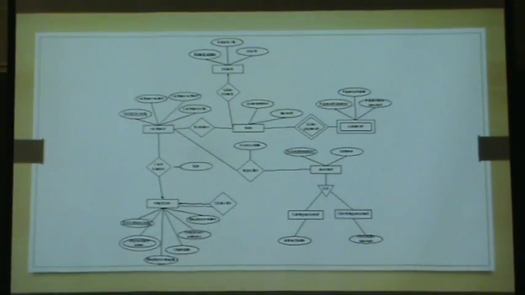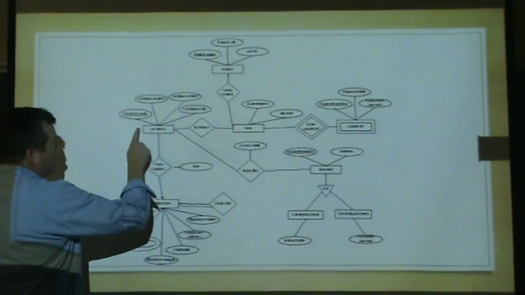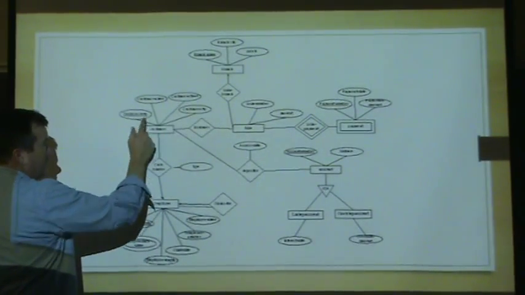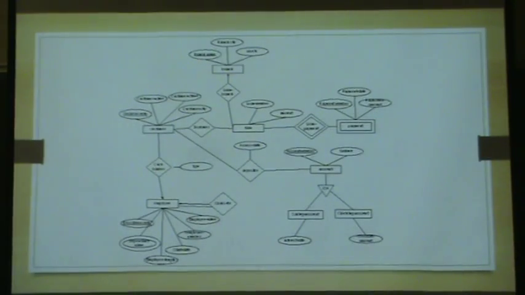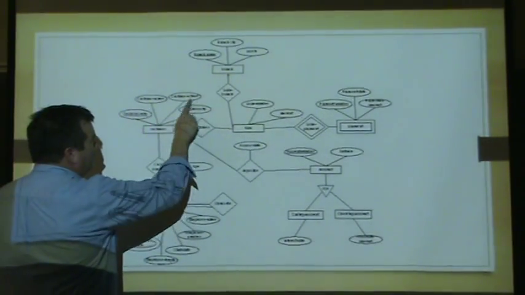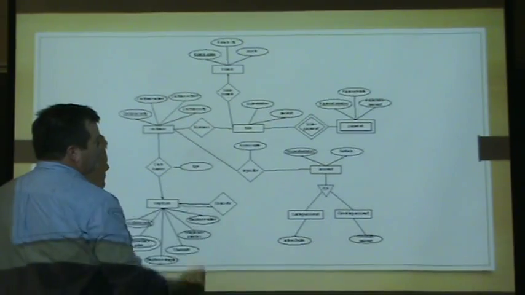Okay, so then we can have a relationship between customers and employees. Customers have a social security number, which is underlined, so that's their unique identifier. You can have a customer name, customer street, customer city.